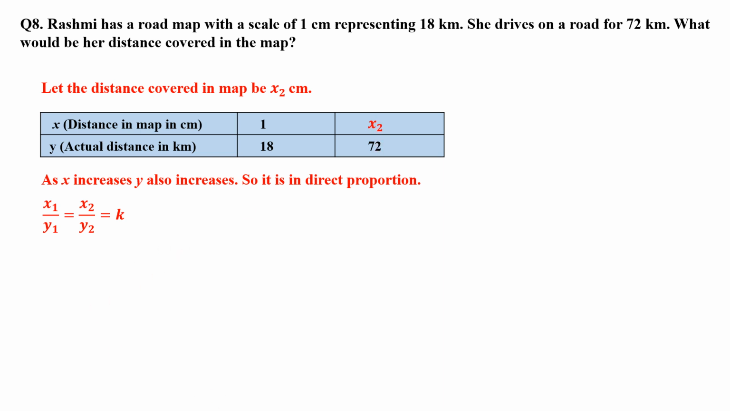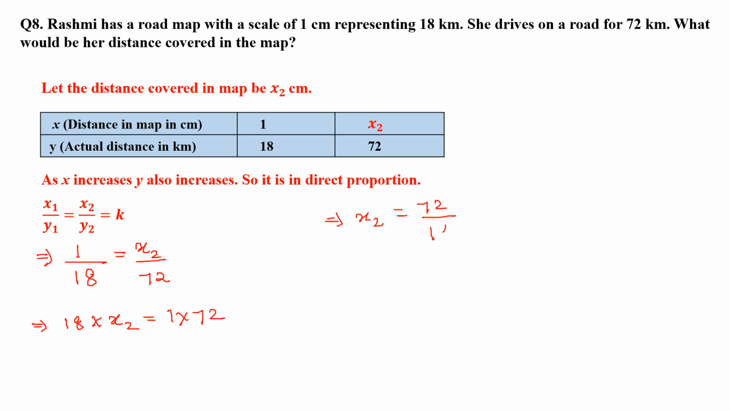Now I am going to put the values over here. So it will be 1 by 18 will be equal to x2 by 72. And I'm going to do the cross multiplication. So 18 into x2 will be equal to 1 into 72. So from here I can write x2 is 1 into 72 is 72 by 18, and 72 divided by 18 is 4. So from here I can say that distance in the map is 4 centimeter when the actual distance is 72 kilometer.